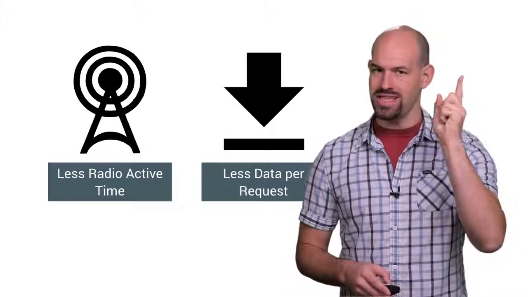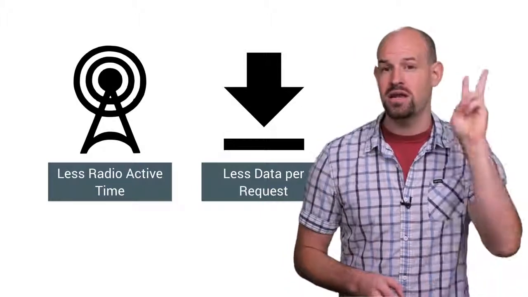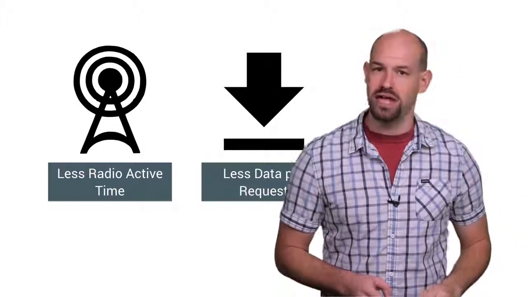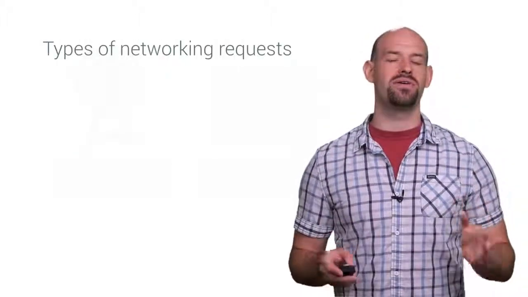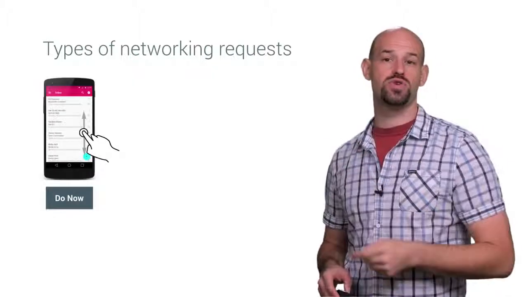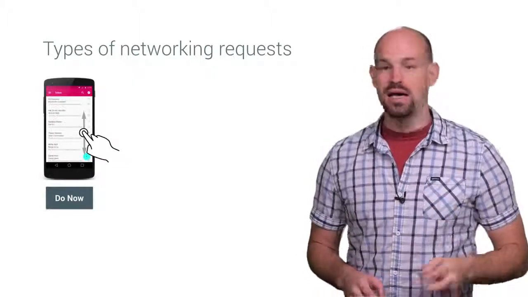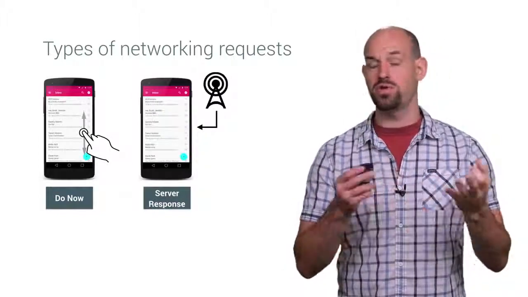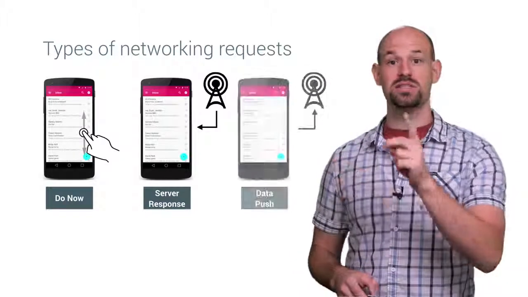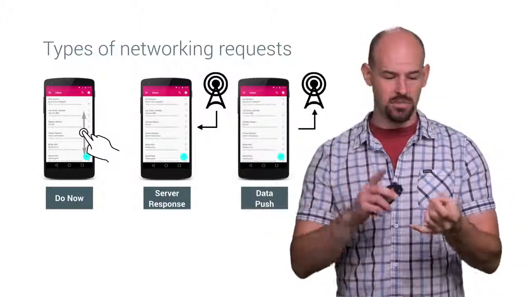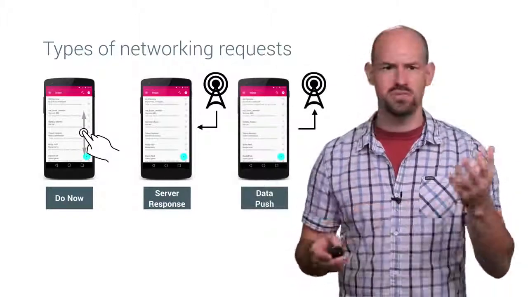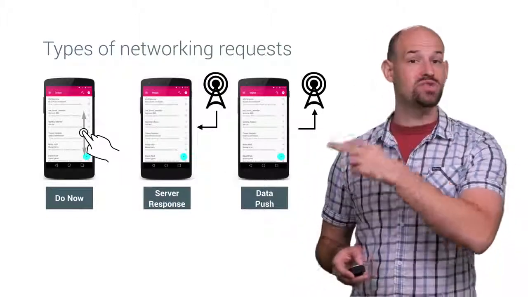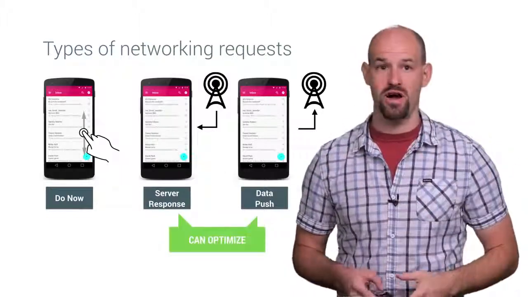Number one, reducing the amount of time you keep the radio active, and number two, reducing the size of the data that you're fetching. Now, lowering the request count is actually a complex equation, but for the sake of sanity, you can generalize it into three primary buckets. Firstly is the stuff the user asks you to do, so like update now. Secondly is the stuff that the server needs to update you about, like returning a response or letting you know that there's new social data available. And thirdly is the stuff that needs to be uploaded frequently, like uploading analytics or checking device location or something else that's interesting. Now, these second two categories are really the prime candidates for optimization.